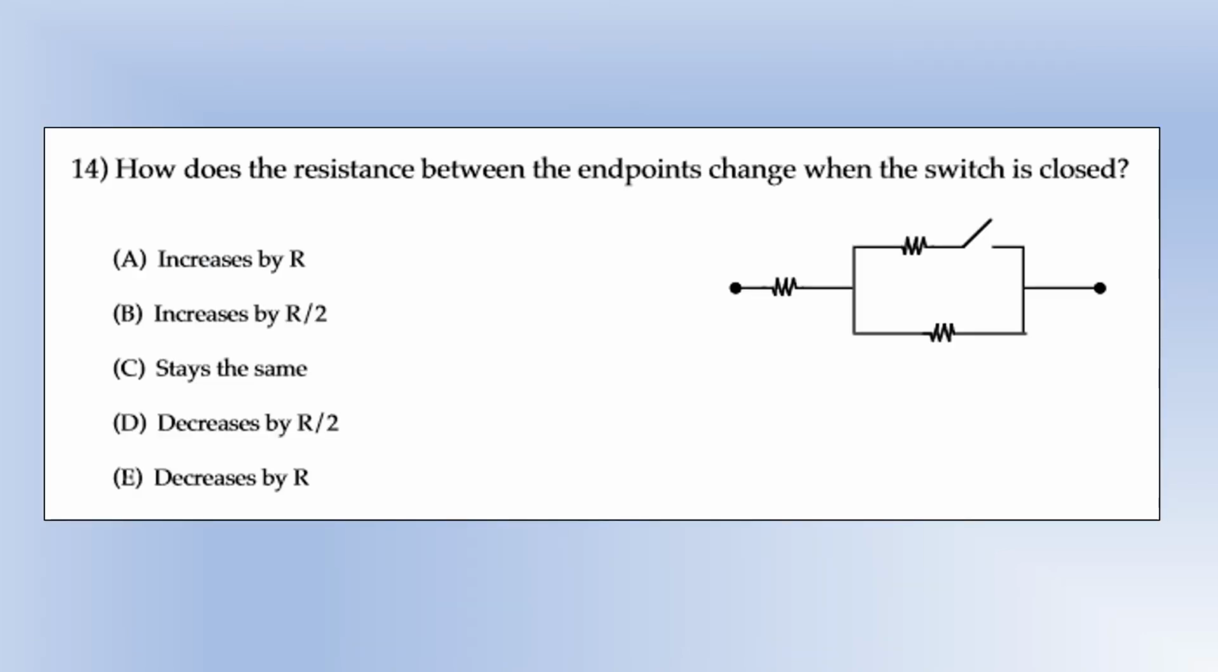So how does the resistance between the endpoints change when the switch is closed? Select your answer, then we'll take a look. Okay, so the correct answer is it decreases by R/2. When the switch is open, we've got two resistors in series, so that has a resistance of 2R. When the switch is closed, those two resistors become in parallel, so as they're identical, their combined resistance becomes R/2. That's in series with a resistance of R, so the total resistance is 3/2R, so it's decreased by R/2.